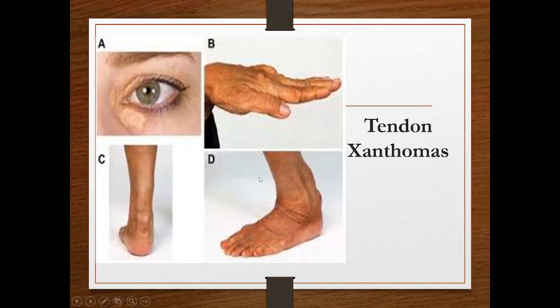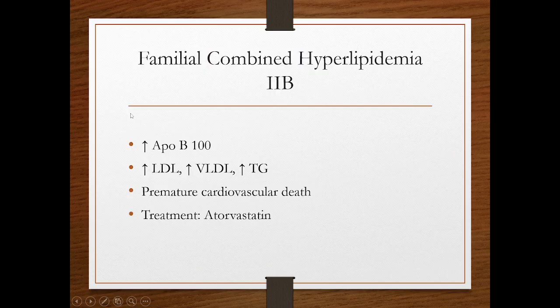So these are the pictures of tendon xanthoma. See, the xanthomas are present over the tendons. Here over the tendons, here over the tendons. Okay. And this is the xanthelasma. This is a very common case in our practice life. Now come to the next part.